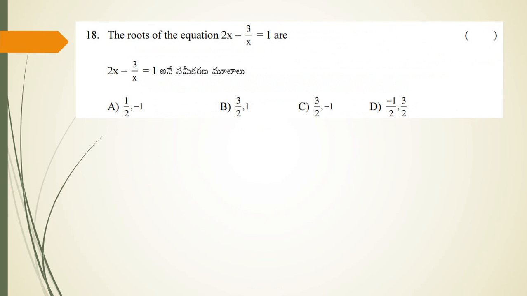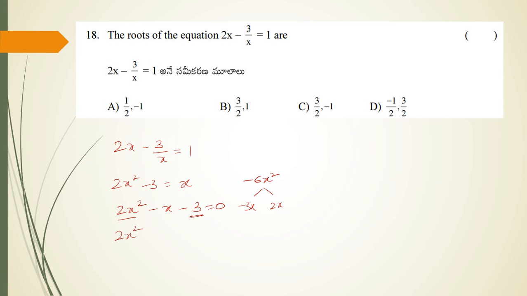So if you observe this, clearly 2x minus 3 by x is equal to 1. So taking LCM, I am going to get 2x square minus 3 is equal to x. So from this I can write 2x square minus x minus 3 is equal to 0, right, by taking the formula method or by taking the factorization. So 2 threes are 6, minus 6x square. So what are the factors of minus 6x square? So I can take minus 3x plus 2x.